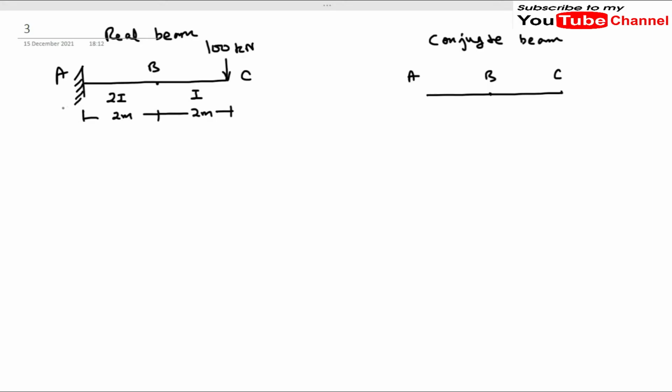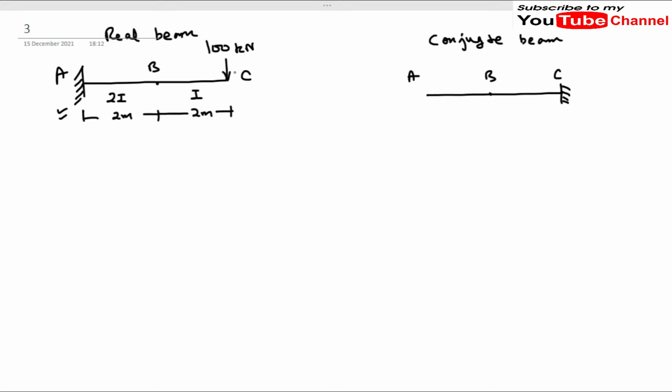Now this is our fixed support at A. This fixed support will be a free end in the conjugate beam. And at C we have a free end, so in the conjugate beam it will be a fixed support like this. This is how we change the support conditions.